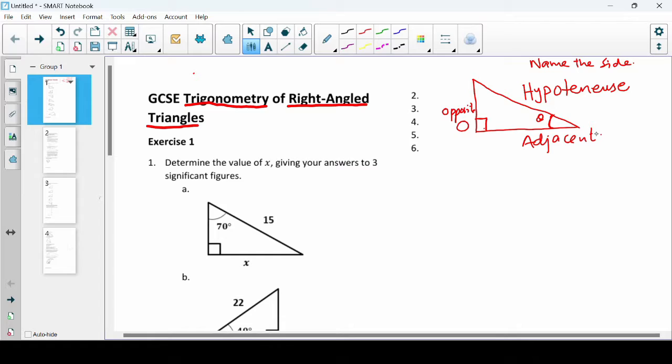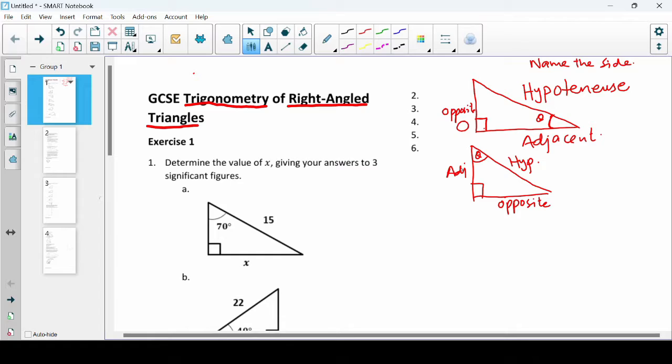So this is adjacent. But if a similar kind of angle is here, and this is 90 degrees, and we have to name the sides with respect to this angle theta, then in this case this will be opposite, because it's opposite to this angle, and the long side will always remain the hypotenuse, and this side will be called adjacent.